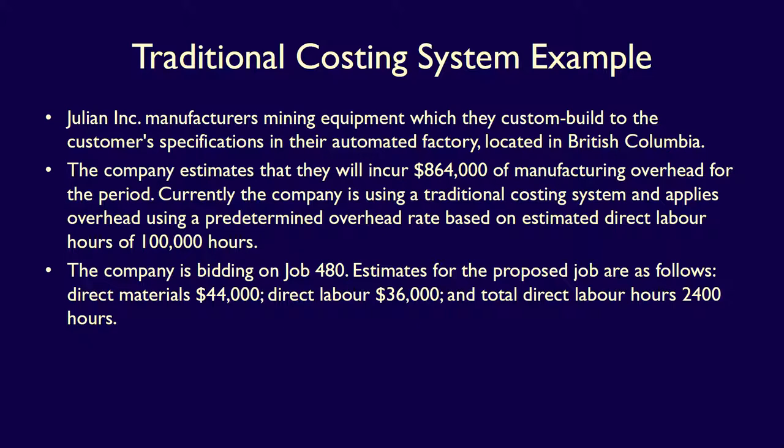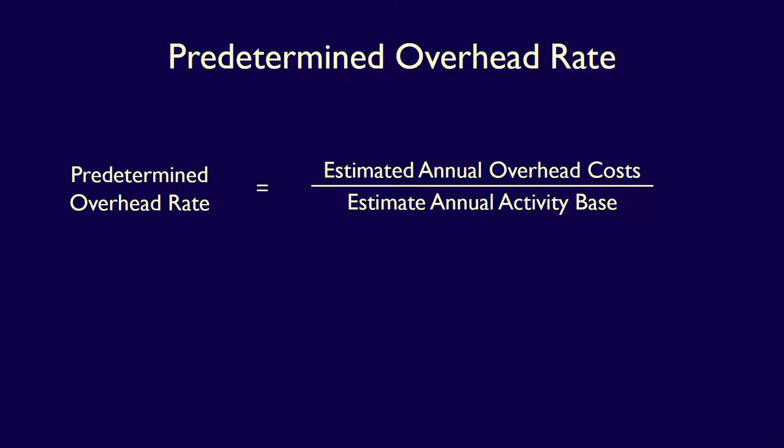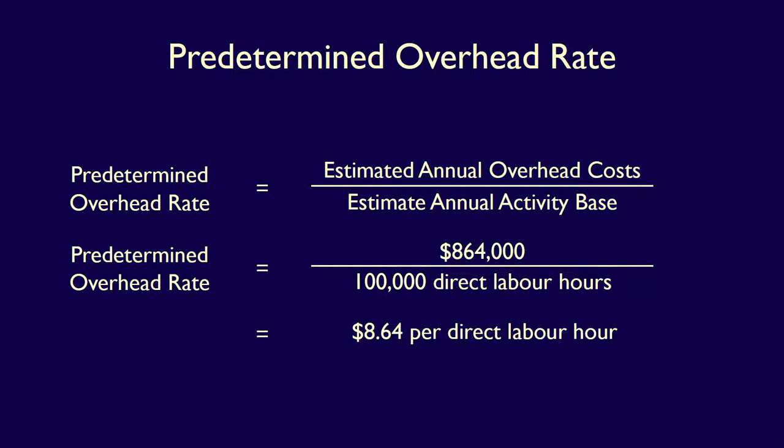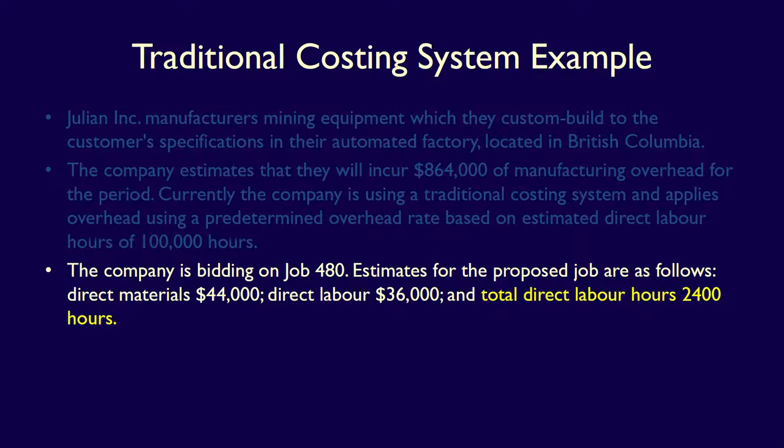Since we're using the traditional costing system, let's start by calculating the predetermined overhead rate, also called the plant-wide rate. Remember, the formula for the plant-wide rate is estimated annual manufacturing overhead divided by estimated annual activity base. The estimated annual manufacturing overhead for Julian Inc. is $864,000. The company uses direct labor hours as their activity, 100,000 hours. $864,000 divided by 100,000 hours is equal to $8.64 per direct labor hour. This is the predetermined overhead rate, also called the plant-wide rate. We can now use this and apply it to job 480.